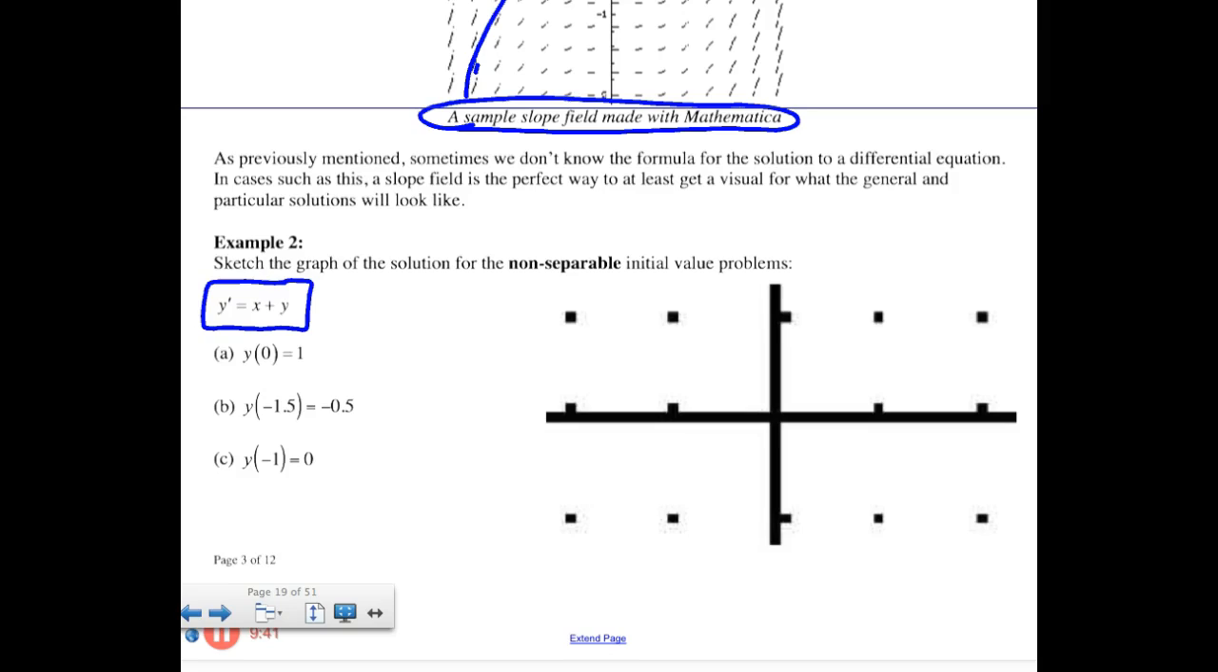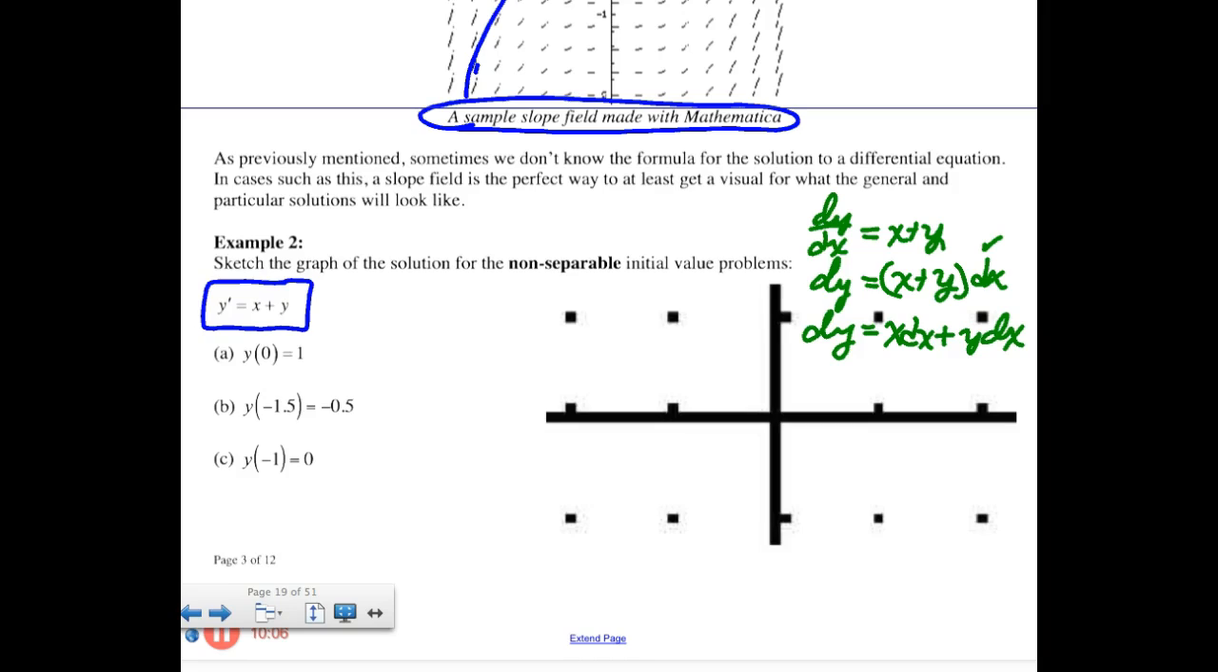Now, don't put this in your notes, but just for fun, let's suppose you tried to separate this. dy dx is equal to x plus y. How could I try to separate it? Legal to multiply both sides by dx? Sure. Now I've got a set of parentheses being multiplied by the differential, or dx, so I guess that would yield x dx plus y dx.